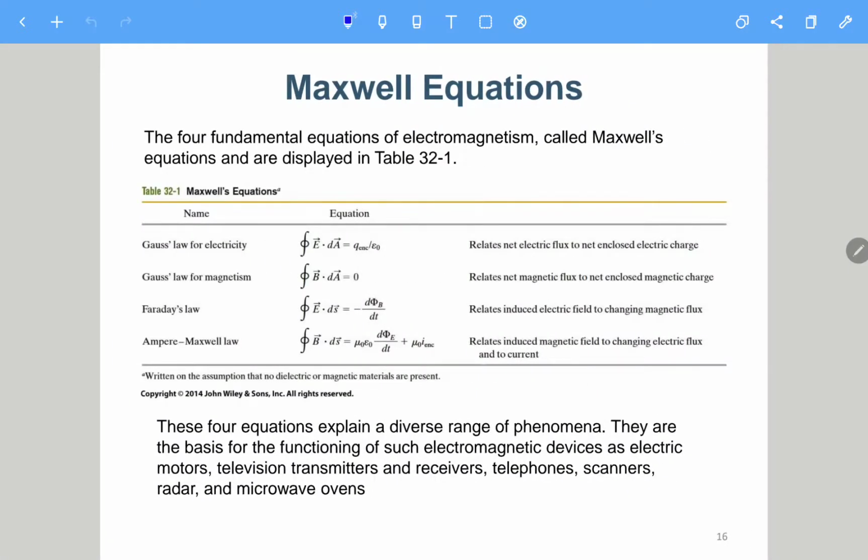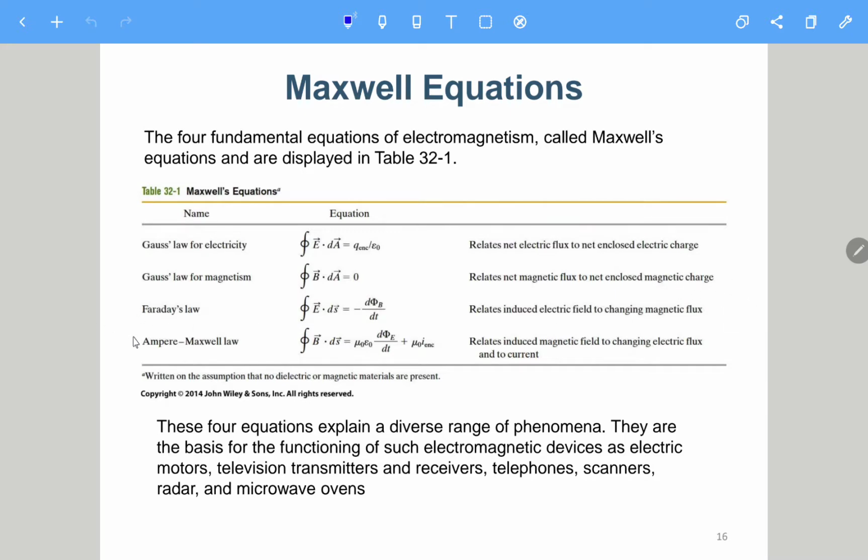Okay, so this is actually the Maxwell equation. The four fundamental equations for electromagnetism, called the Maxwell equations, are displayed in this table. So we have Gauss's law for electricity and Gauss's law for magnetism. You can see here the closed integral of E dot dA equals Q enclosed over epsilon naught, and B dot dA equals 0. So we relate the net flux to the net enclosed electric charge, and then we relate the net flux to the net enclosed magnetic charge, which is 0.